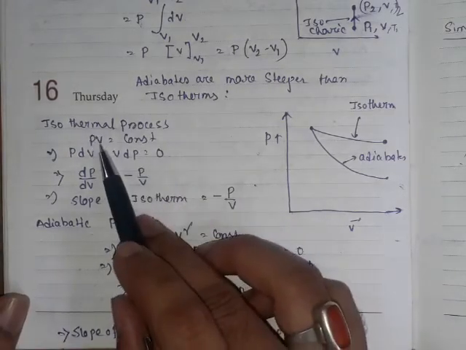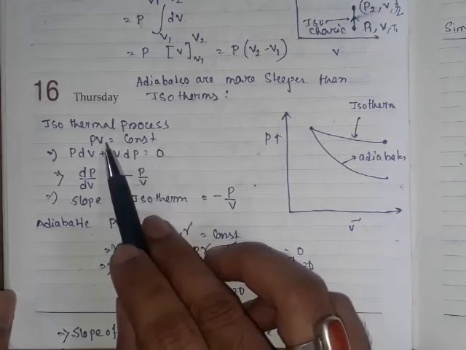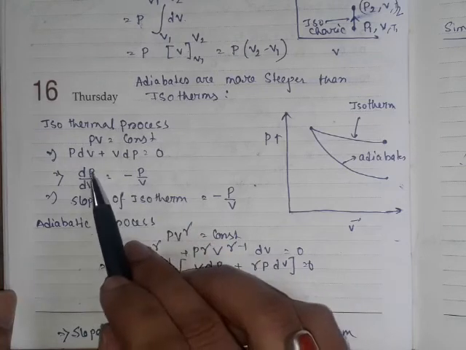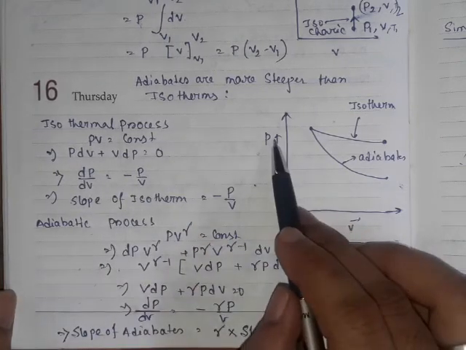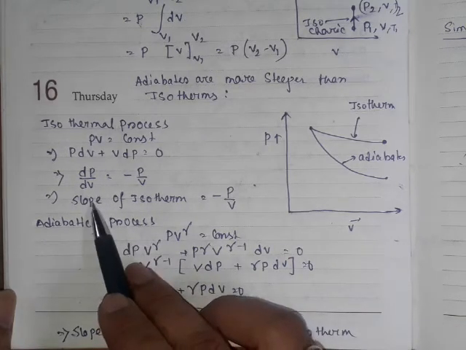For the isothermal process, the equation of state is PV equals constant. Just differentiate that, and you will get P dV plus V dP equals 0. So just find dP by dV, since in the PV diagram dP by dV is the slope of the curve.